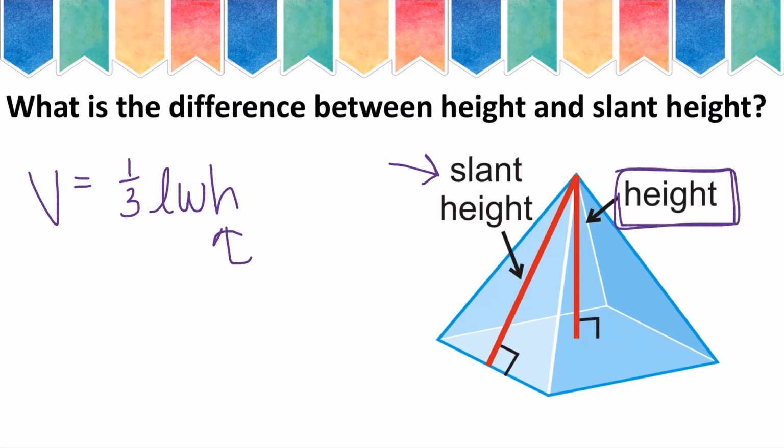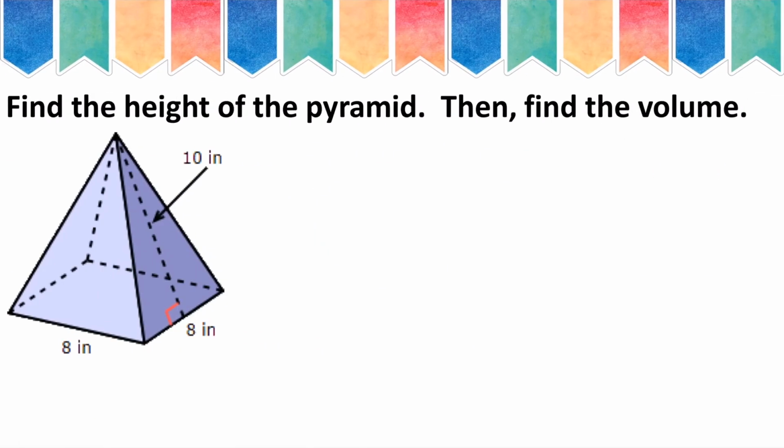So if our picture tells us slant height, we will have to do a little extra work to find out what the height is. And then once we know what the height is, we can calculate the volume. So let's just dive into an example. In this picture, I know that my length is 8 and my width is also 8. However, this 10, which is going along the outside of my pyramid, that is my slant height.